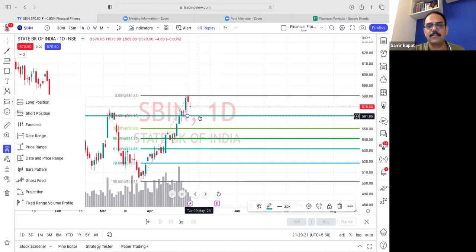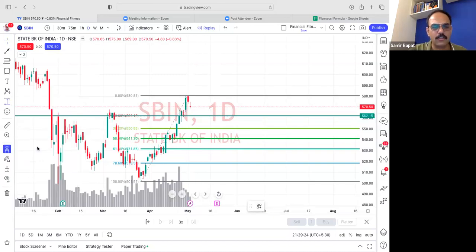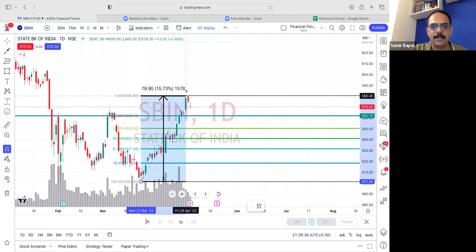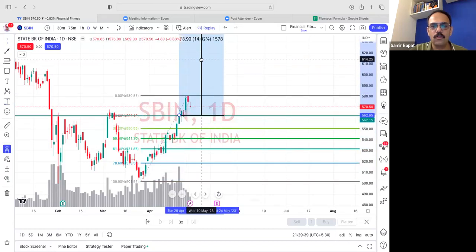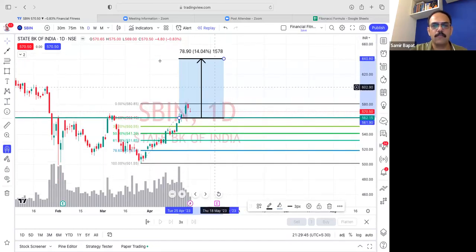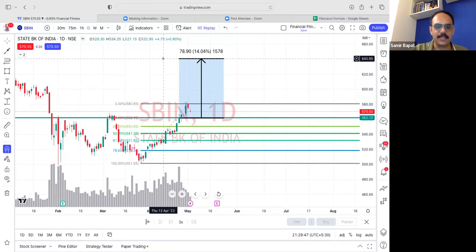Acha, yahan pe aaya, reversal hua. Have patience, because if it starts going up after bouncing from here, just remember this top. Wait for it to cross here. I cannot guarantee, but you can observe that it will go to here. Now we draw here and we see whether it is matching with any past resistance or not.